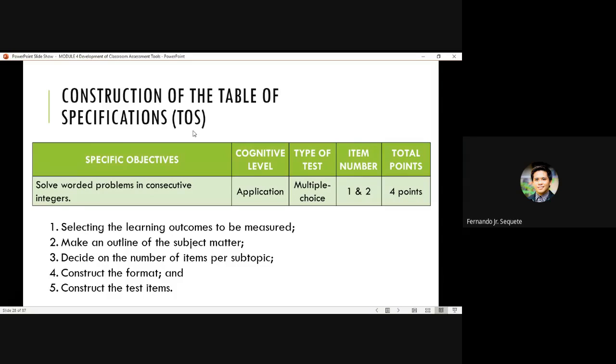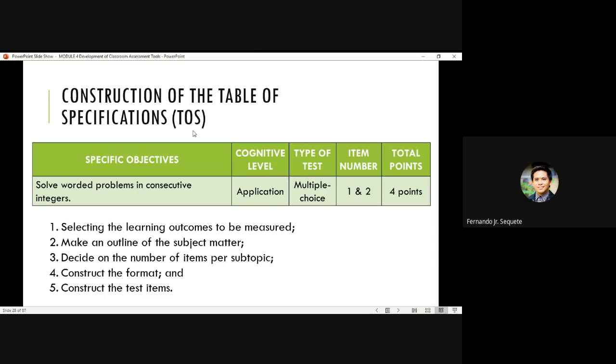Sir, why did it become 4 points? Perhaps 2 points each. Okay, so the first one, you have to select the learning outcomes to be measured and put it in content, no? Make an outline of the subject matter, decide on the number of items per subtopic, and then construct the format and construct the test items.